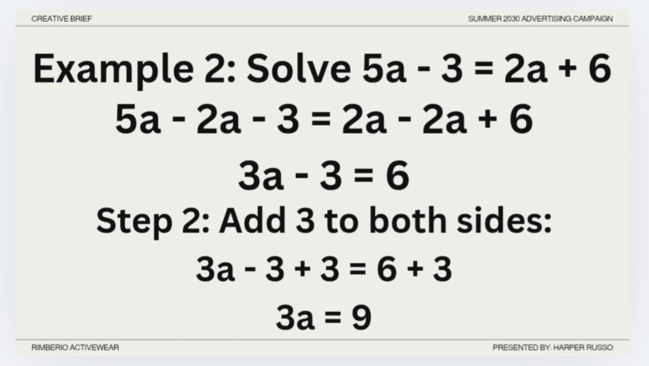Example 2. Solve 5a - 3 = 2a + 6. Step 1. Subtract 2a from both sides. 5a - 2a - 3 = 2a - 2a + 6. Then finally 3a - 3 = 6. Step 2. Add 3 to both sides. 3a - 3 + 3 = 6 + 3. Finally, 3a = 9.